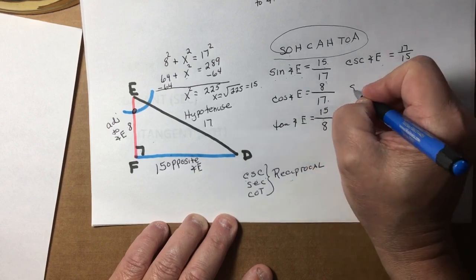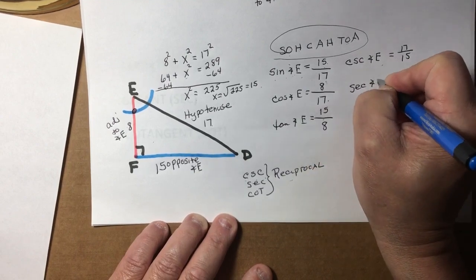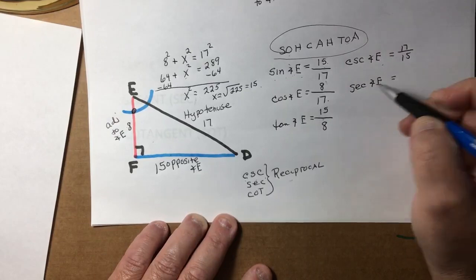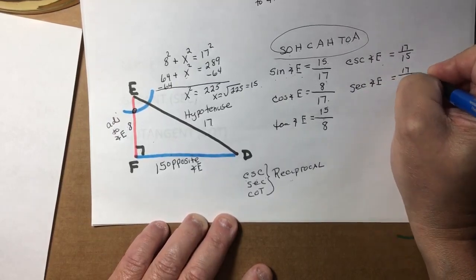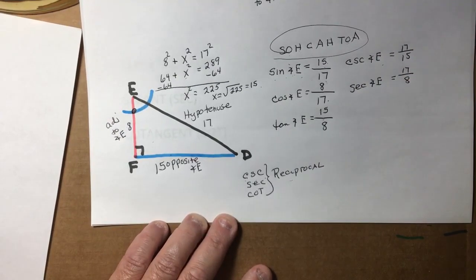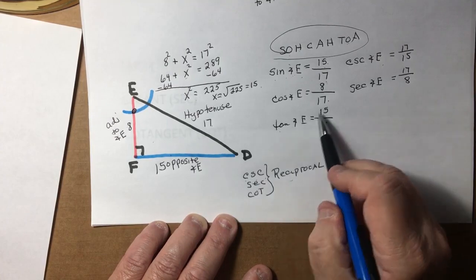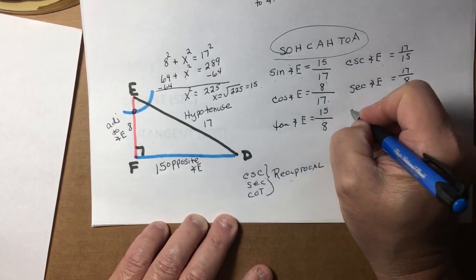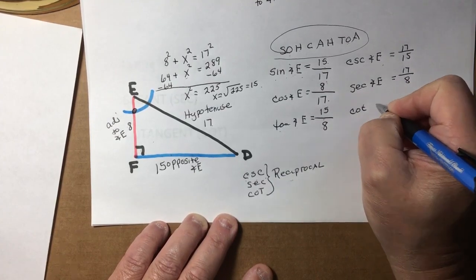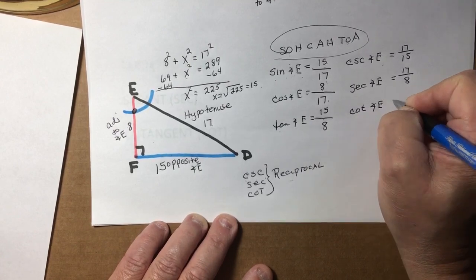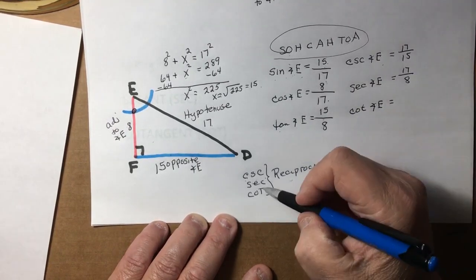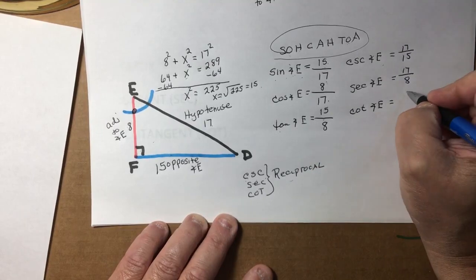Well, the secant of angle E is the cosine upside down. So it's 17 over 8. The tangent of angle E is 15 over 8. Its upside down, or its reciprocal, is the cotangent. And that would be 8 over 15.